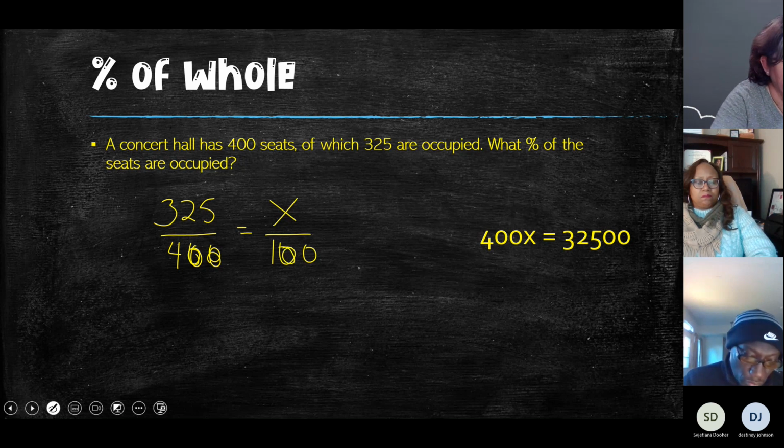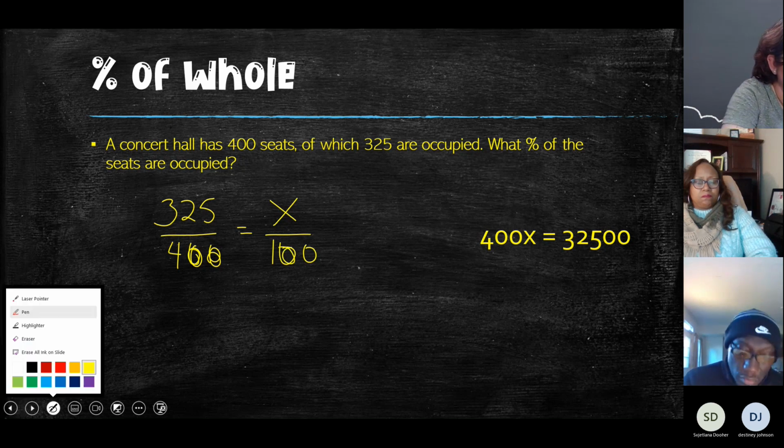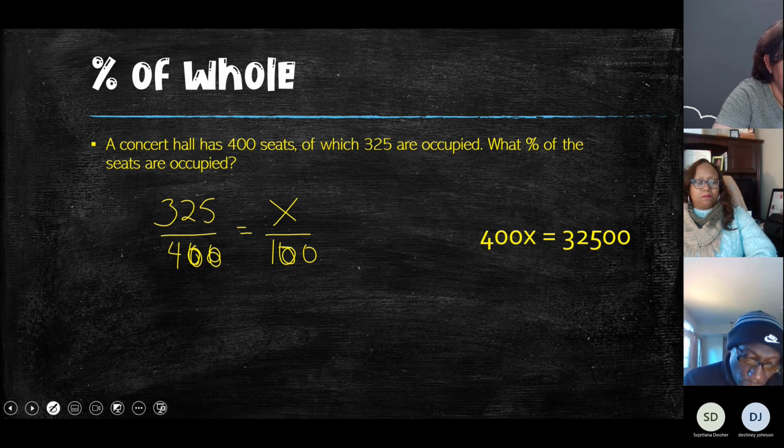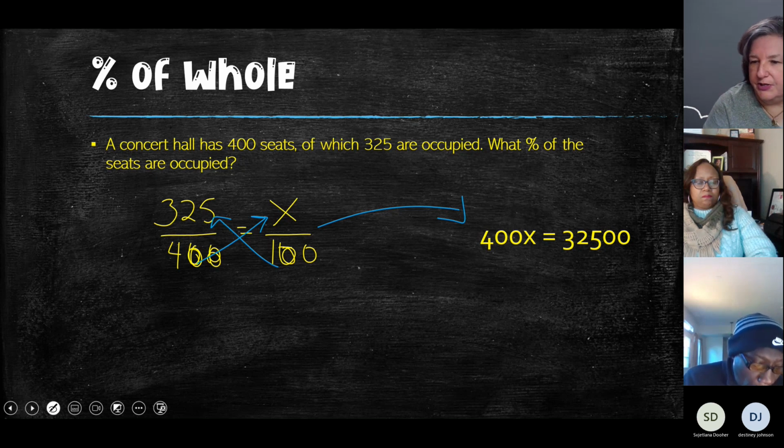This is the cross multiplication that we do, and that leads us to this equation. So you get 400x equals 32,500. And then the next step is to divide both sides by 400.